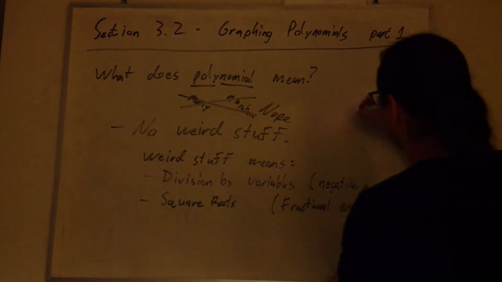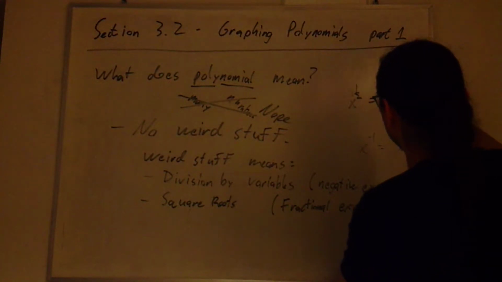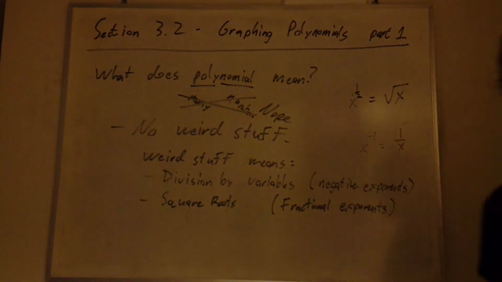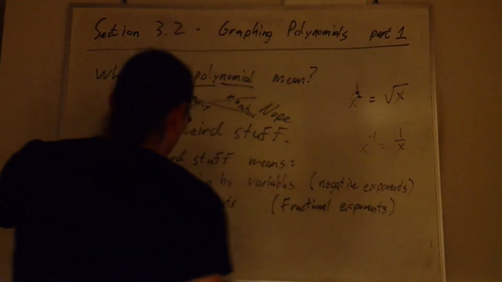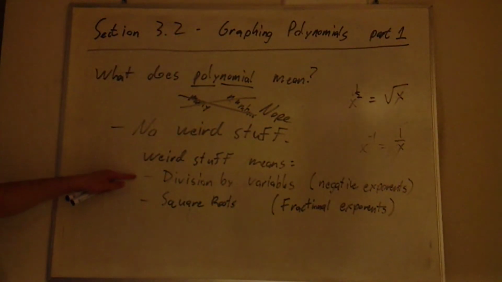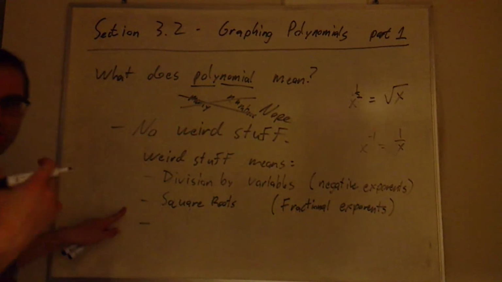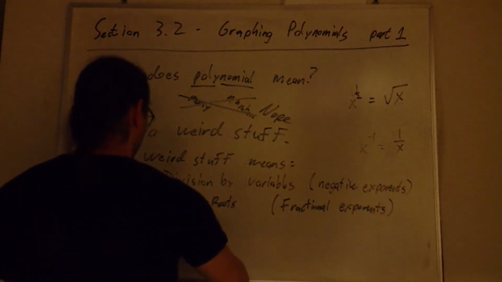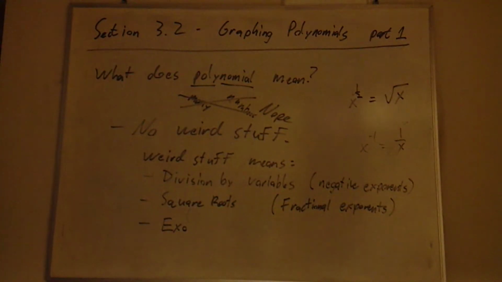And fractional exponents as well, because again, x to the 1/2, that means square root x. So fractional exponents give you roots. Those are not allowed. So these are sort of the two big things that are not allowed. You can't have negative exponents. You can't have fractional exponents. Other weird stuff, sort of generally, would be exponents or exponentials. Or let me say variable exponents.